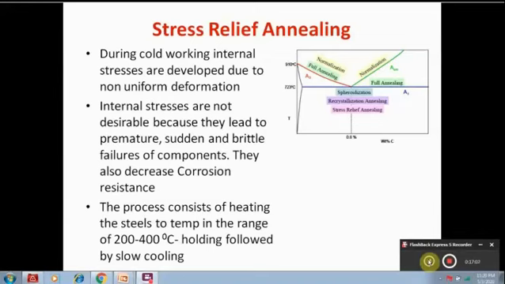Stress relief annealing. Because of thermal gradient generated in casting solidification, stresses are induced, and these stresses can be released from casting by carrying out this stress relief annealing treatment. Castings are heated well below lower critical temperature in the temperature zone of 300 to 500 degrees Celsius. During cold working, internal stresses are developed due to non-uniform deformation. This process consists of heating steel to a temperature in the range of 200 to 400 degrees Celsius, followed by holding and very slow cooling.